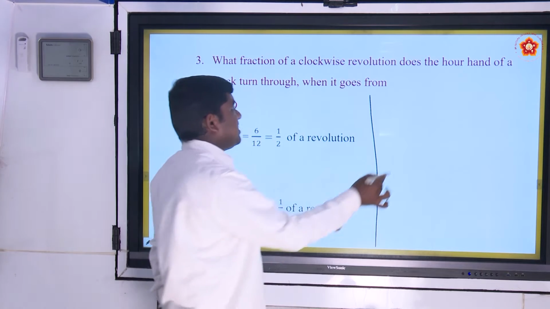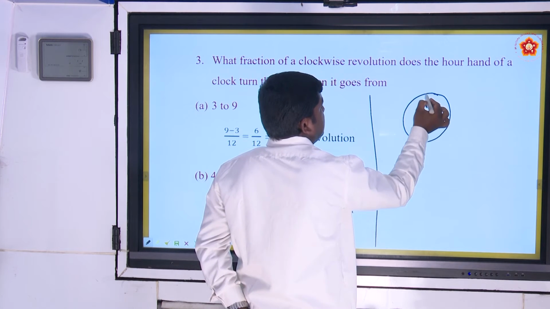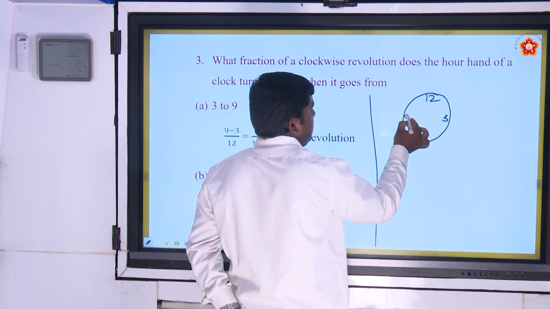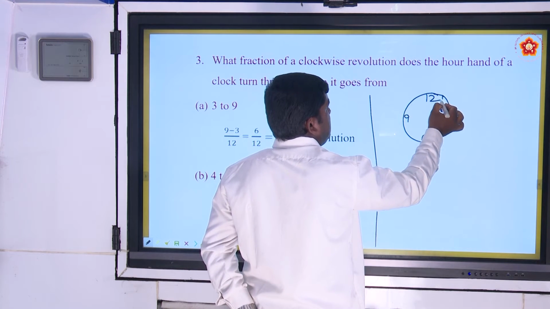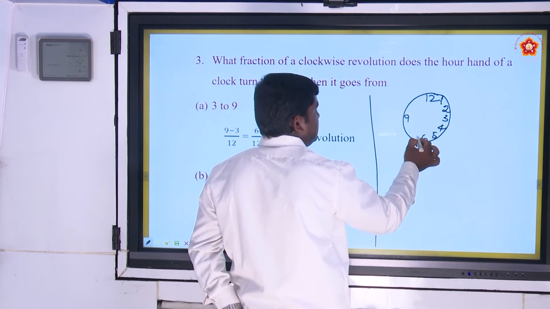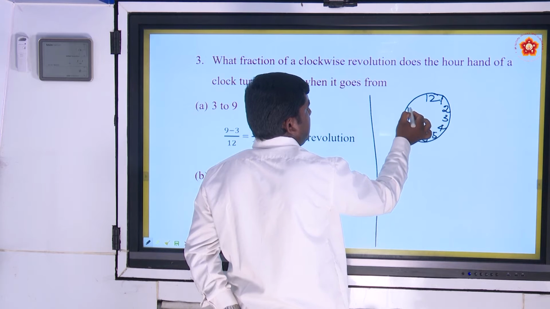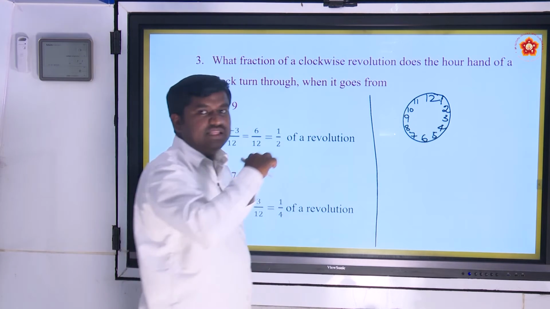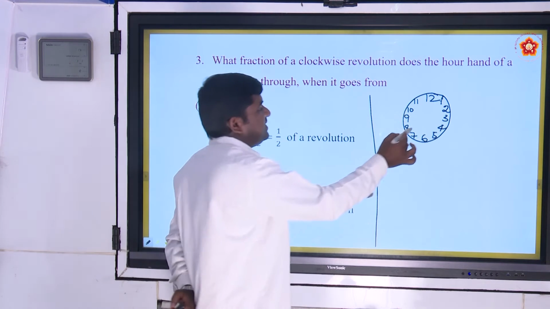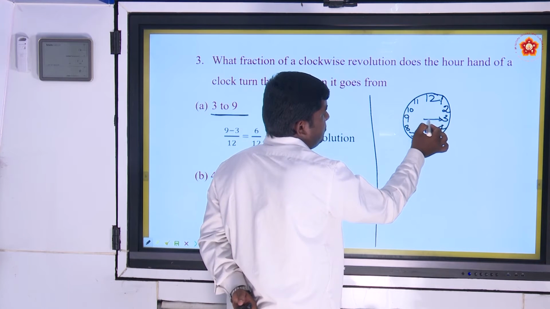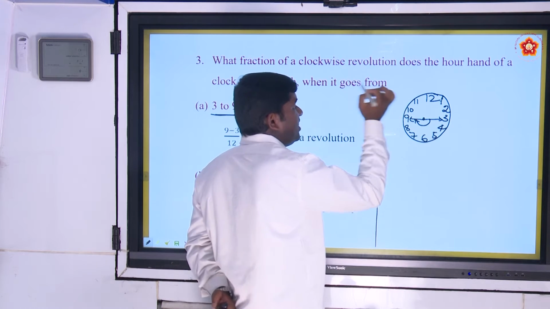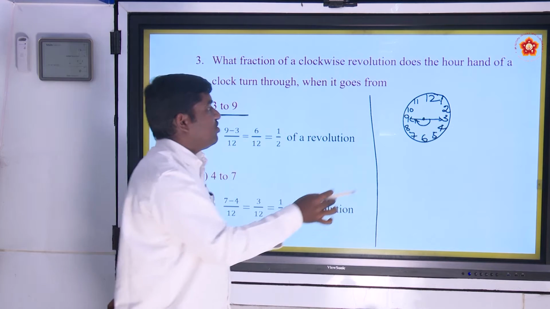See, there is a clock. In this, this is 12, this is 6, this is 3 and this is 9. Between 12 and 3, 1 and 2. Then 3, 4 and 5, 6, 7 and 8, 9, 10 and 11. In this, the clock hand moves from 3 to 9. See, this is 3. From here to this 9 here. See this. How many right angles? Very good, 2 right angles.